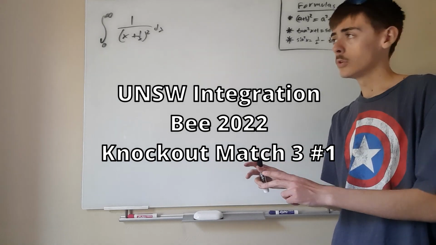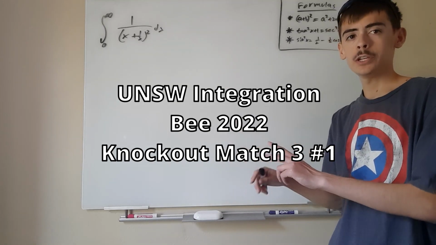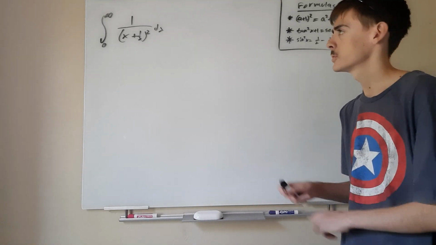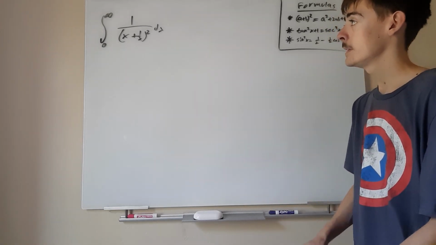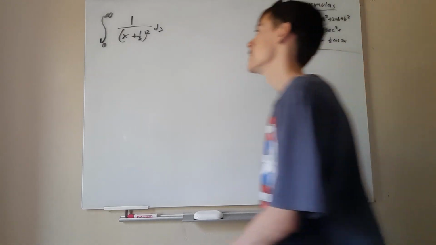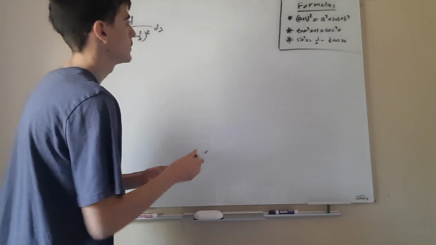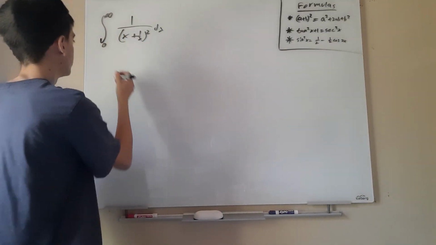Alright, so today's integral looks a bit scary, but it's actually not too bad. I'm going to show you how it works. So it's the integral from 0 to infinity of 1 over quantity x plus 1 over x squared. So first what we're going to do is use our first formula up there to expand the denominator.